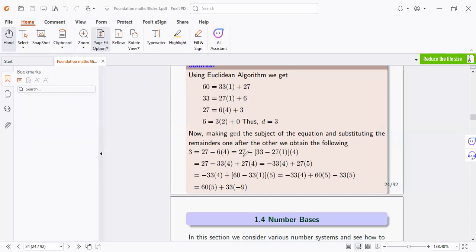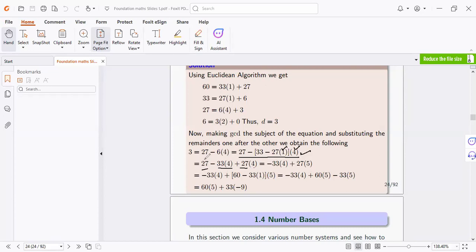Now let's simplify this part. 27, then minus, this minus multiplied inside the bracket. You have minus 33 times this 4. So you get this. Then again inside the bracket, multiplied by this minus, this minus times minus gives me positive 27. Then this 1 times this 4 gives me 4.